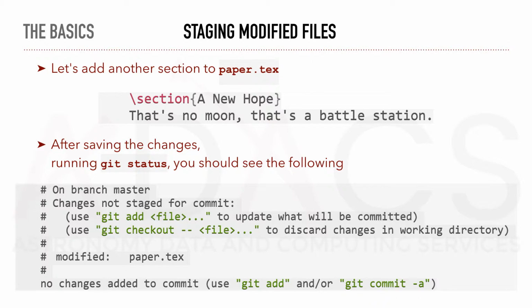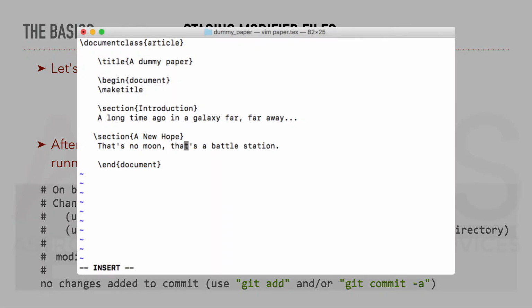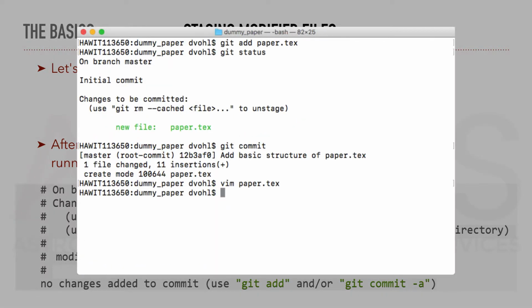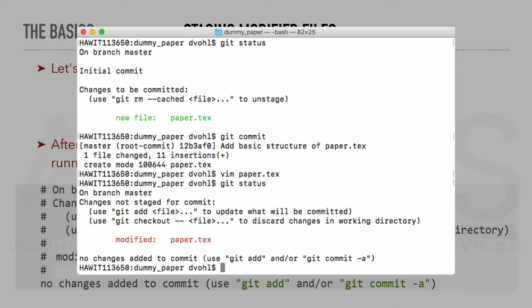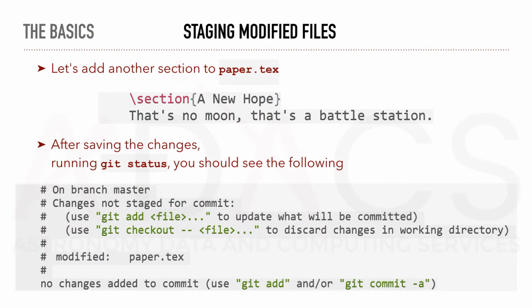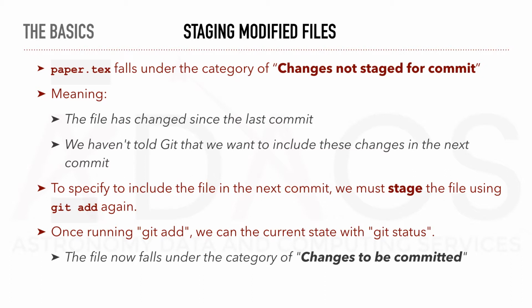Now, let's add another section to our paper. Just type the following lines in your file. After saving the changes, run the git status command. You should see the following, telling you that the file has been modified. We note that the paper falls into the category Changes Not Staged for commit. This means that the file has been changed since the last commit, but we haven't told Git that we want to include these changes in the next commit.